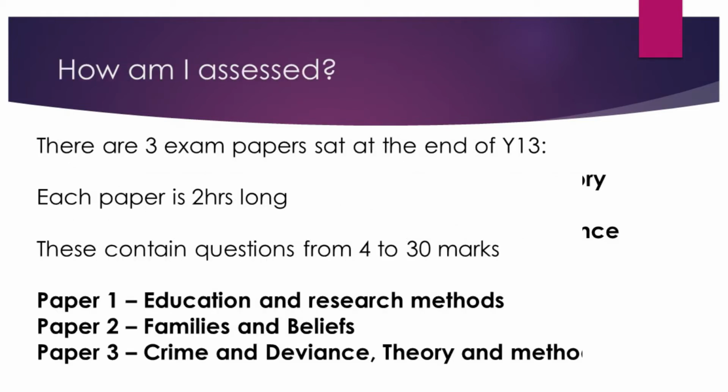In terms of assessment, you're assessed with 3 exam papers, and all these are sat at the end of year 13. Each of these papers is 2 hours long, and they contain questions ranging from a 4-mark short answer question to a 30-mark essay, and then there are also questions in between those as well. So paper 1 is education and research methods, paper 2 families and beliefs, and then paper 3 crime and deviance, theories and methods.